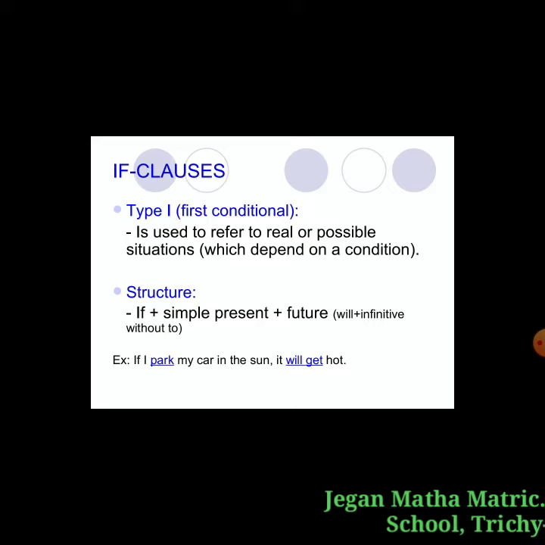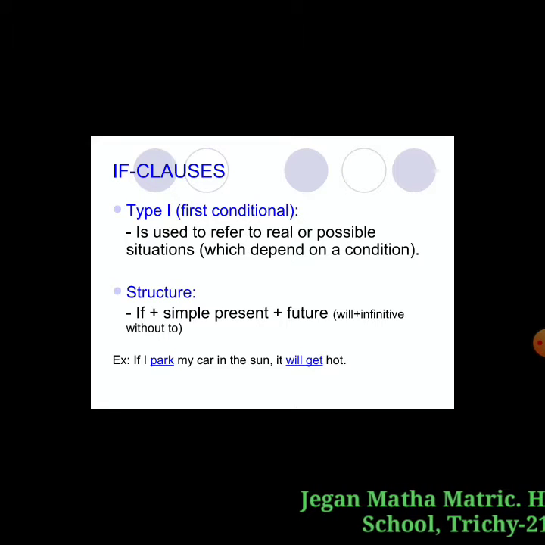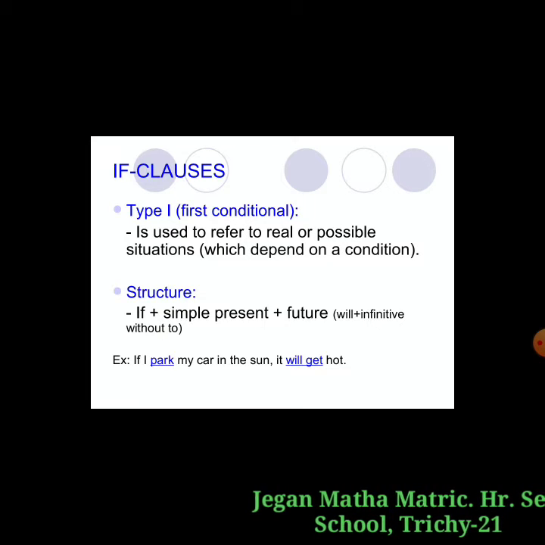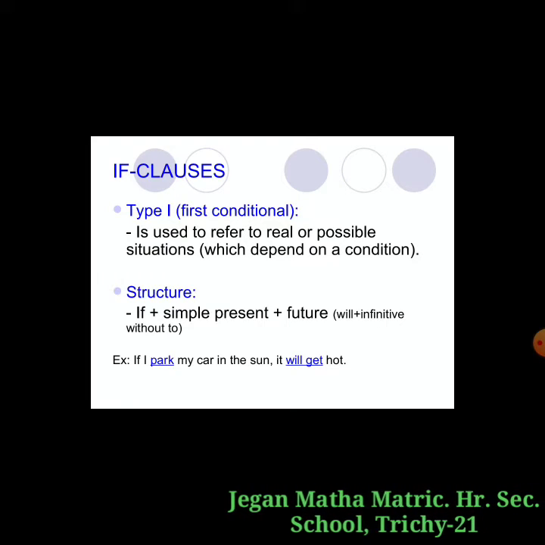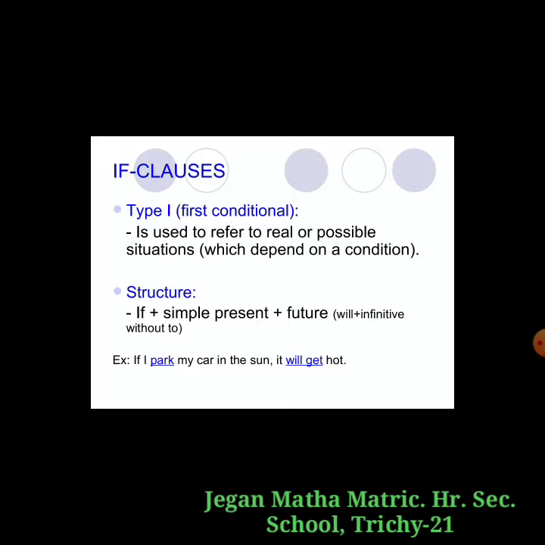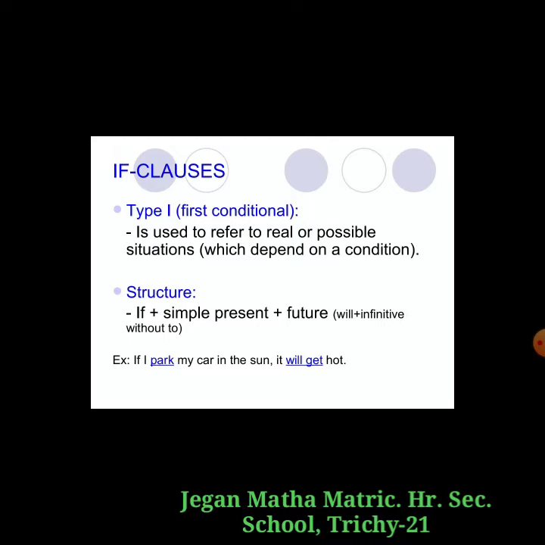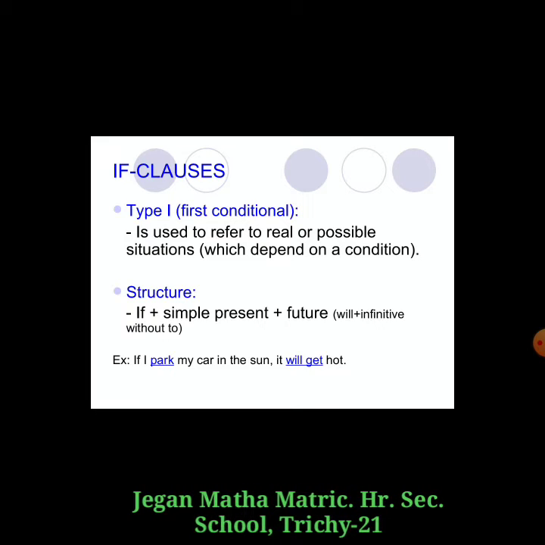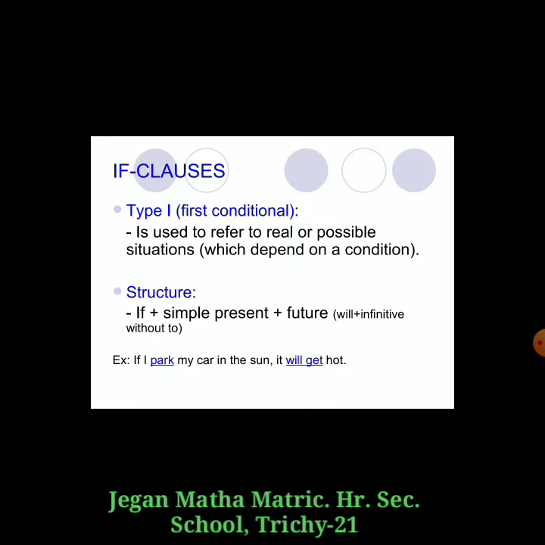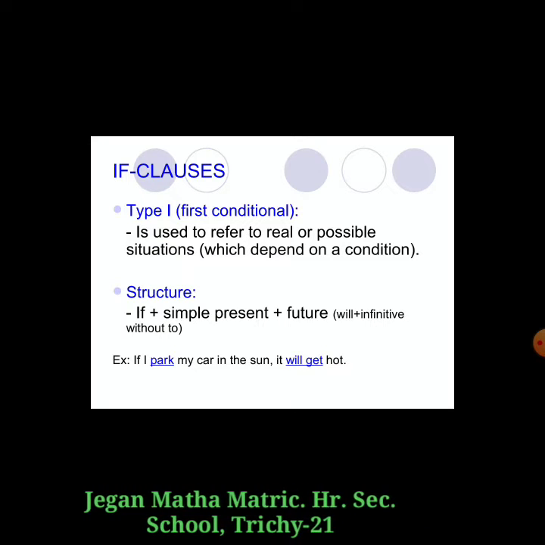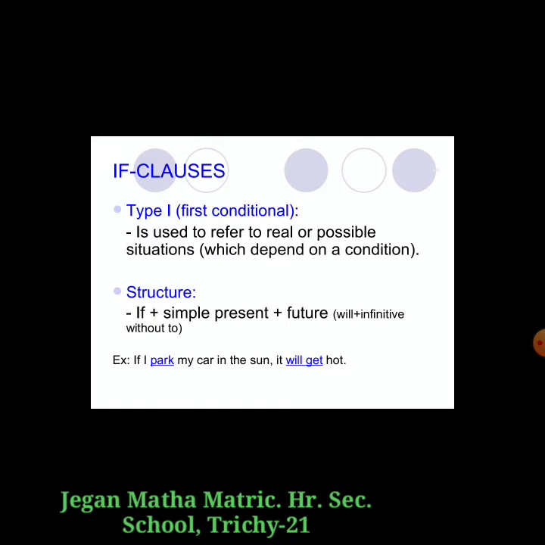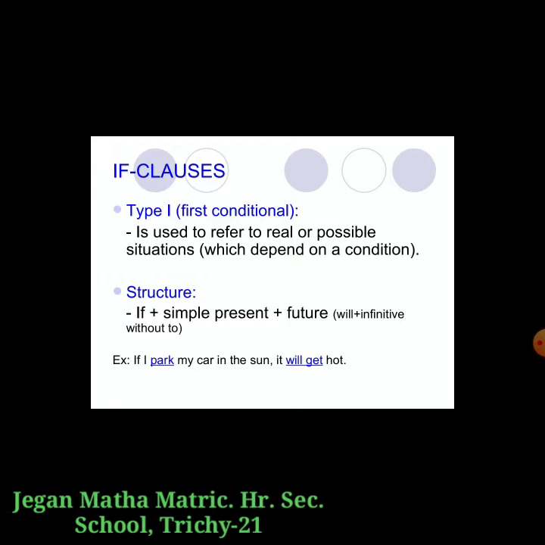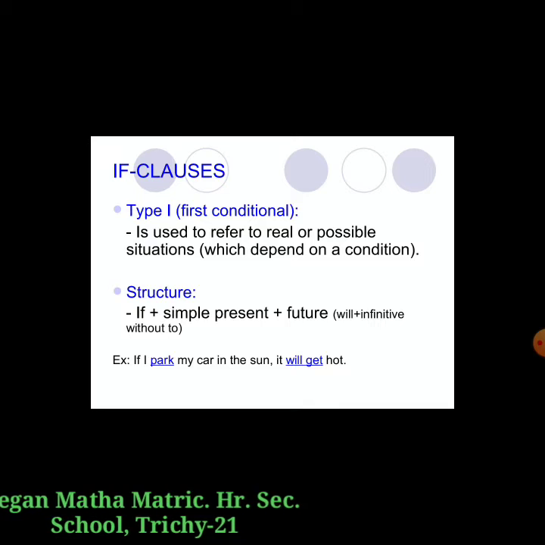Type 1, first conditional, is used to refer to real or possible situations which depend on a condition. What I have said, possible, probable. It may happen. We can use it for future plans and predictions. Structure: if plus simple present, plus future, will plus infinitive without to.